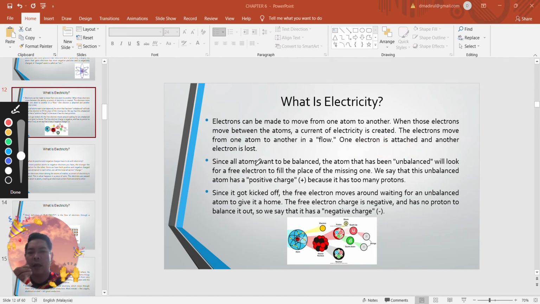Okay, since all atoms want to be balanced, the atom that has become unbalanced will look for an electron to fill the place of the missing one. We say this unbalanced atom has a positive charge because it has too many protons. Since it got kicked off, the free electron moves around, waiting for an unbalanced atom to give it a home. Okay, so the free electron's charge is negative and has no proton to balance it. So we say it has a negative charge.